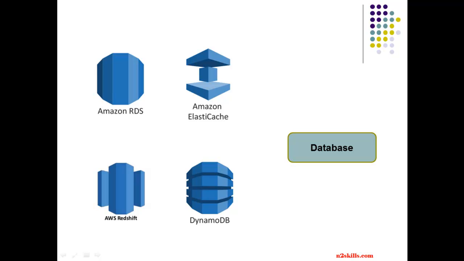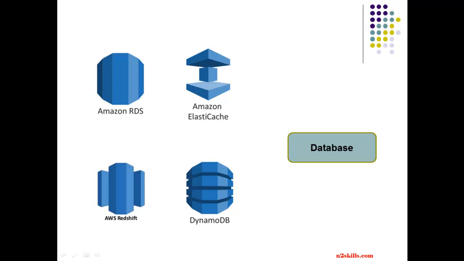Amazon DynamoDB is a fast, flexible, NoSQL database service for all applications that need consistent single-digit millisecond latency at any scale. It is a fully managed cloud database and supports both document and key value store models.